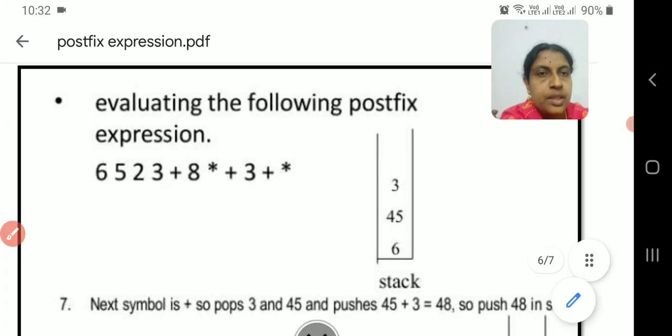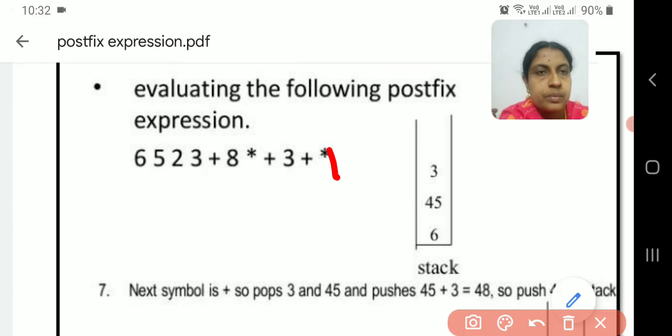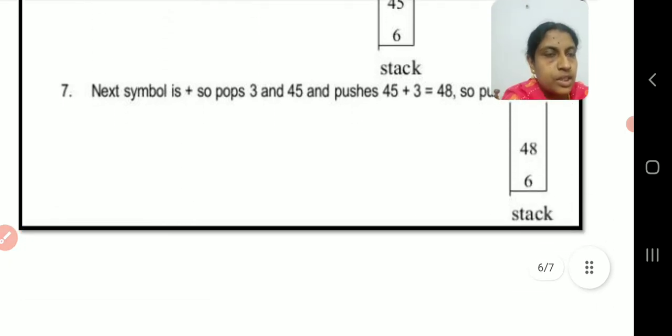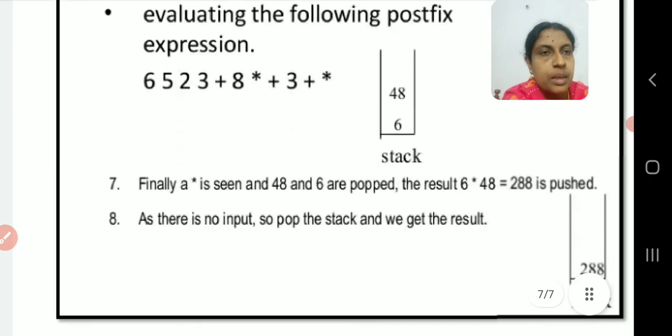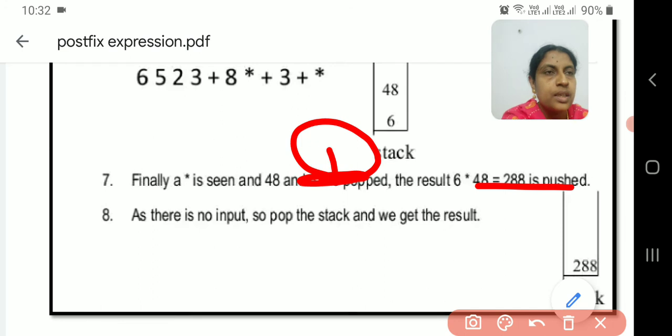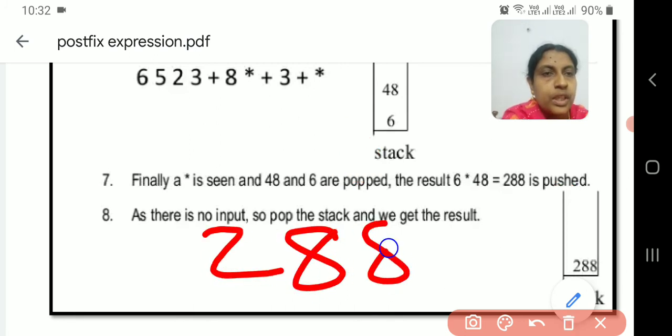multiplication. So here see, we have the multiplication symbol. So what does it do? The last two values will be popped out. 48 into 6, it gets multiplied, and the answer is 288. And this will be in the stack. Last thing, even the result will be popped out, and you will get 288 as the answer. So we will get 288 for the given expression. 288 will be the answer.